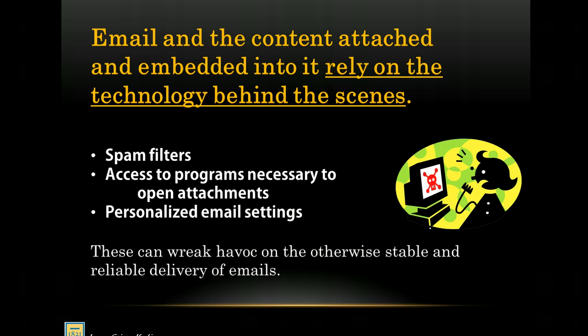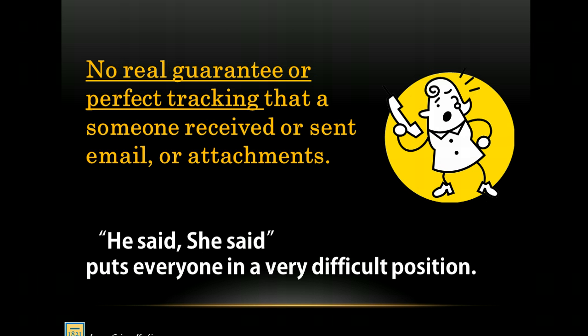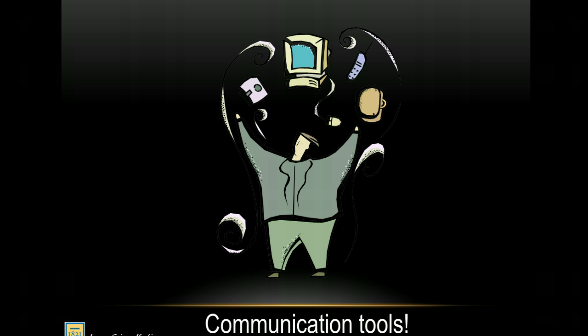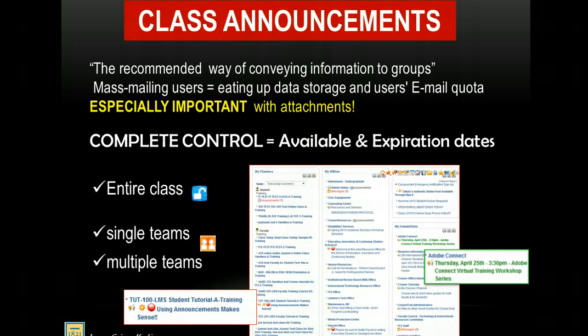If email is used to convey information, you have to be concerned with the fact that there are spam filters and personalized email settings, and not everyone might have the same program necessary to open an attachment you send. So you'll want to be considerate of that. And the other problem is there's no real tracking of an email. So perhaps you'll see that some of these other communication tools are used in your classes or in your clubs or committees.